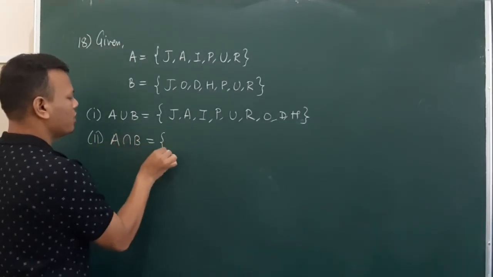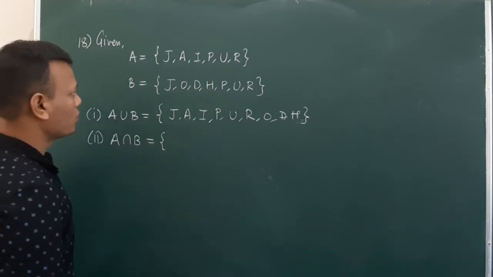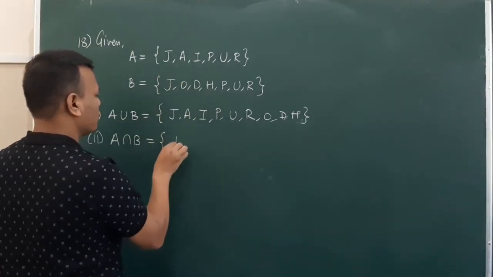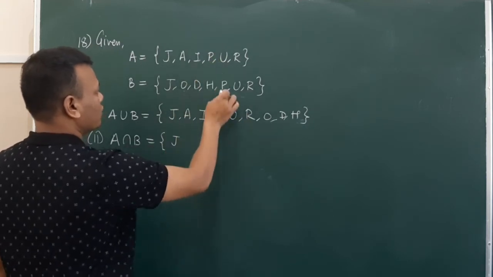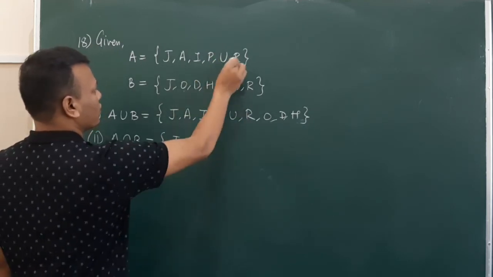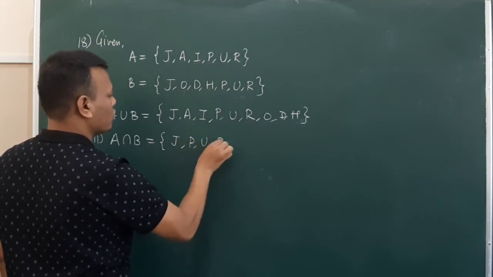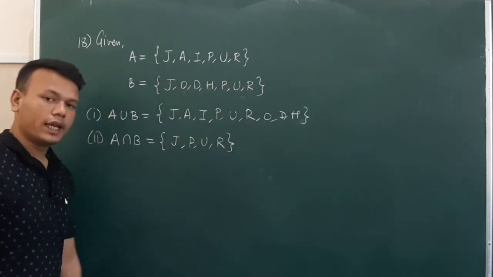So A intersection B means what are the things which are common. So we see that J is common, A is not present here, I is also not present, P is present, U is present, R is also present. So this will be your A intersection B.